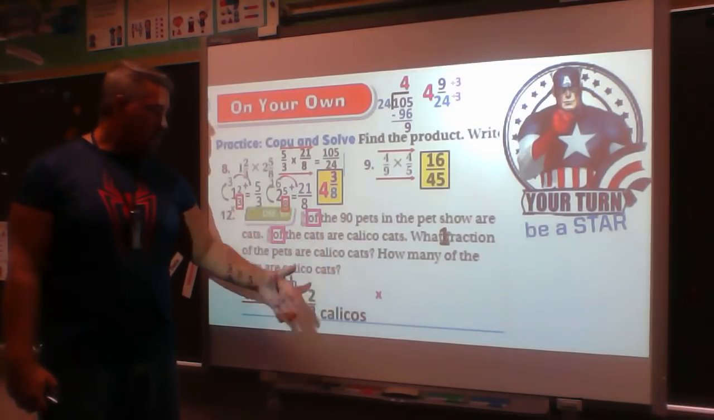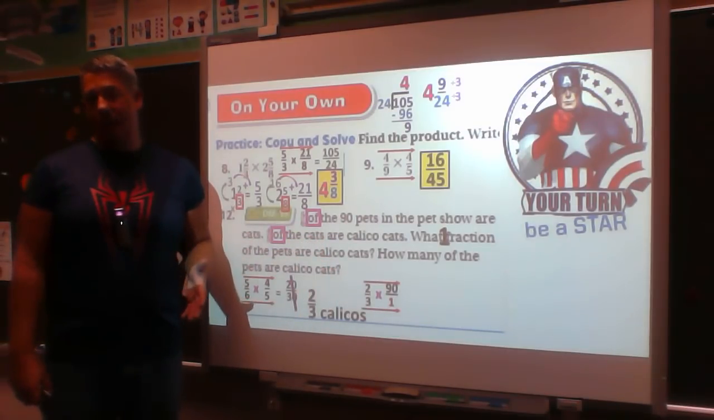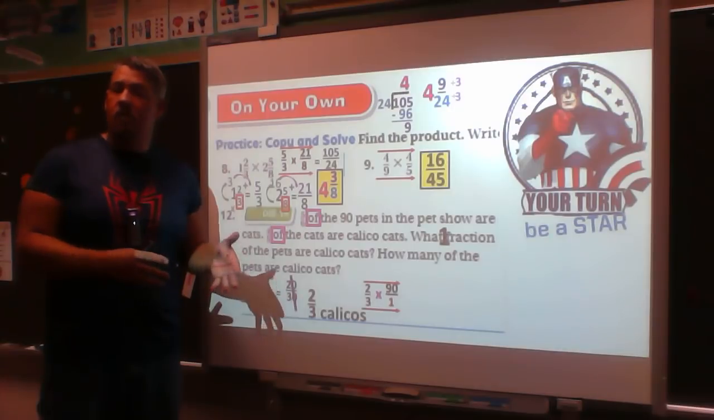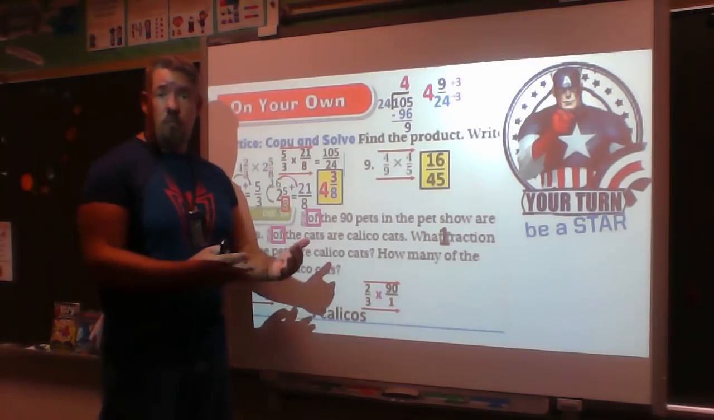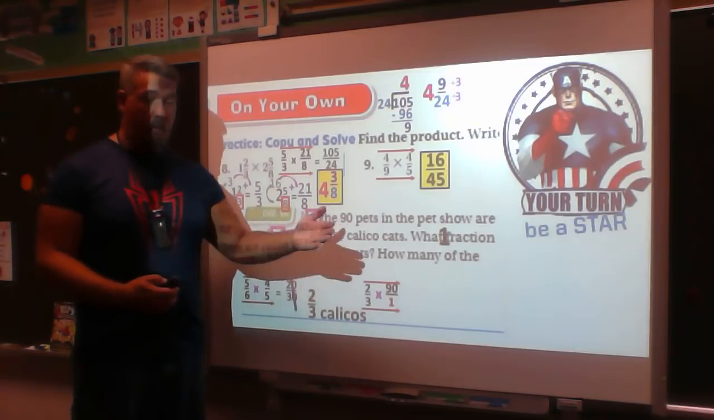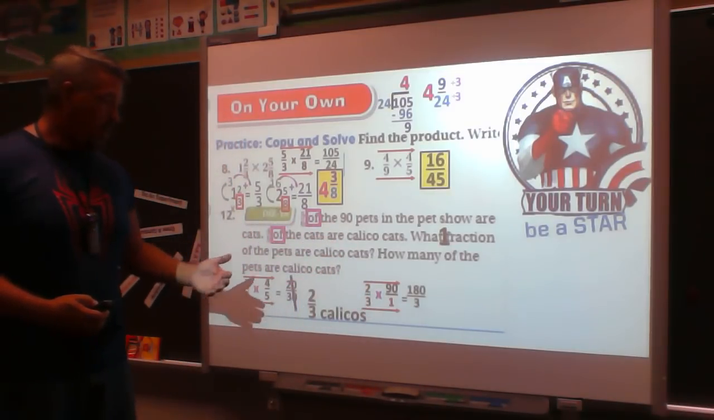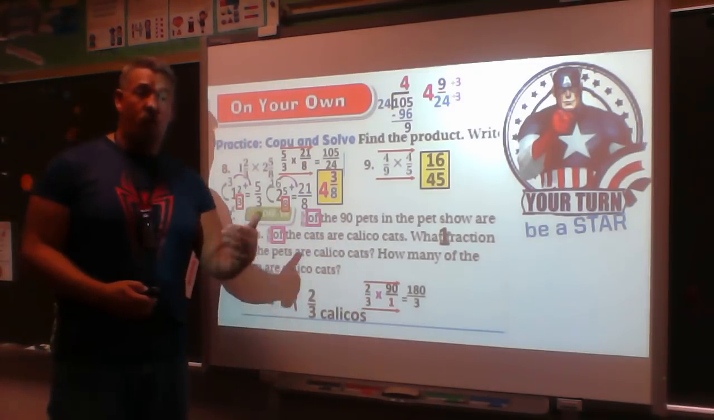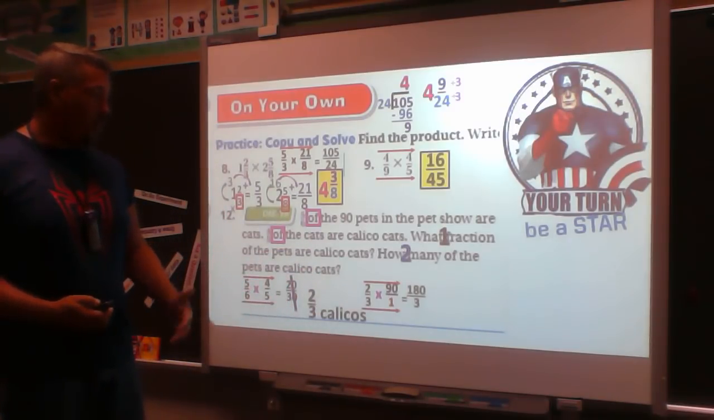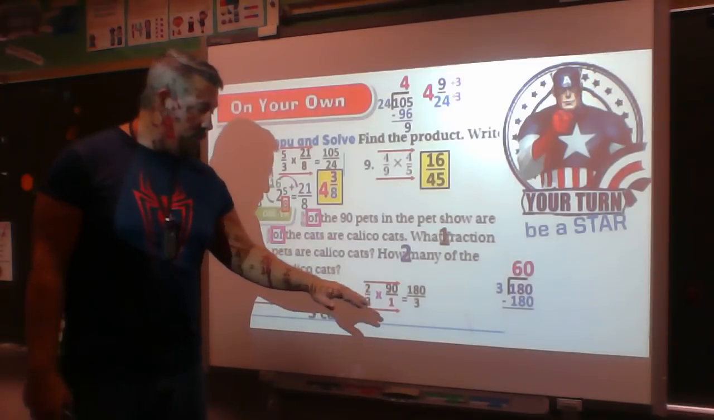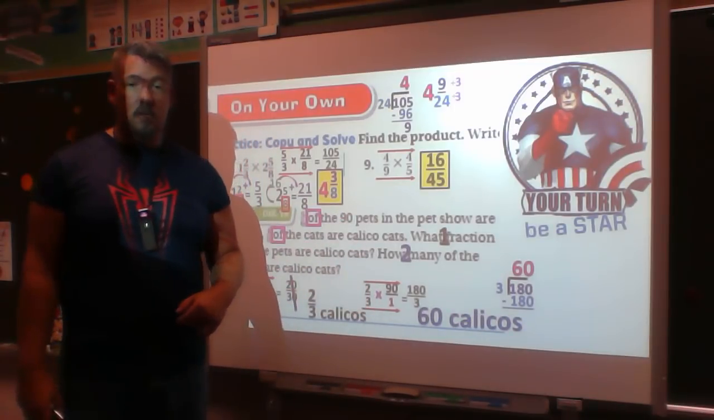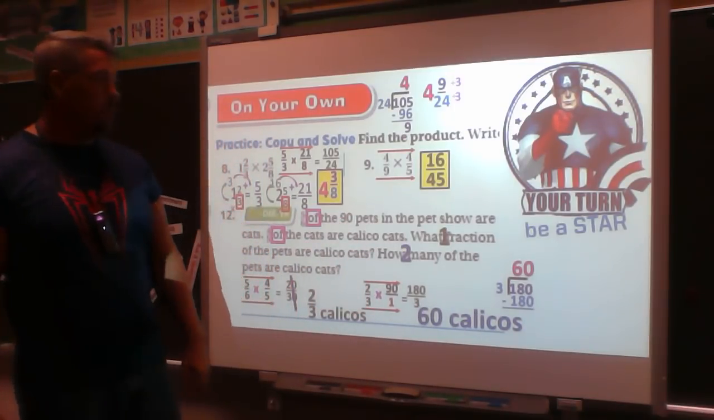So out of the pets, I know that I can't use pets as a whole number. So hopefully you put it over 1. And then we looked at it, and we just multiplied across. And we get 2 times 90, which is 180, and 3 times 1, which is 3. And then when we divide, we get an even number, don't we, for question 2? So hopefully when you divided, you found out that 60 of the 90 pets are calico cats.